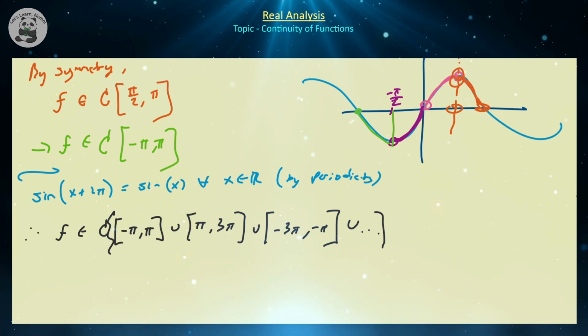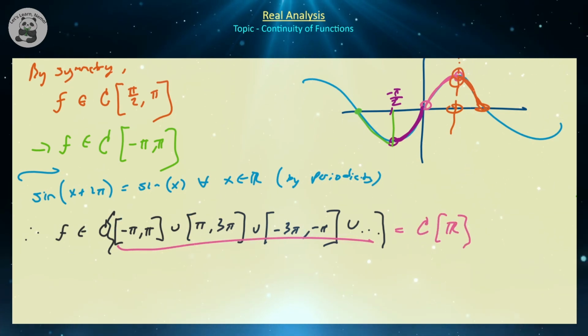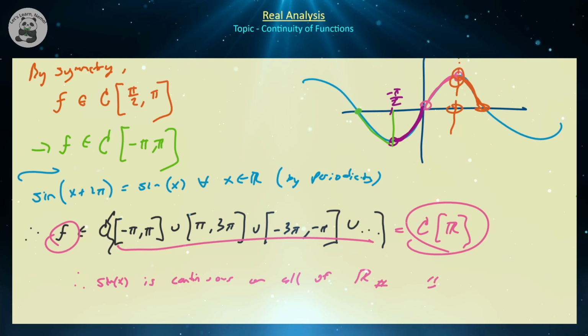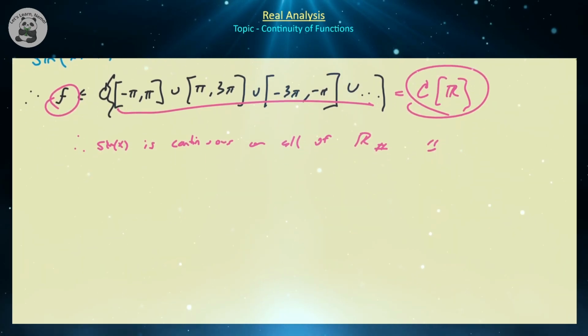So we're continuous on the union of all of these intervals, and you should be able to see that that's precisely equal to continuity on the set of real numbers. So we have that the function sine is continuous on the real numbers. So that means sine of x is continuous on all of R. And that's at least one way you can prove formally that the function sine x is continuous everywhere.